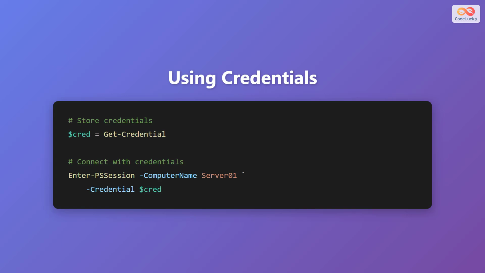When you need to connect with specific credentials, you first store them in a variable. Use the Get-Credential cmdlet to prompt for a username and password, saving the result in a variable like $cred. Then, when calling Enter-PSSession, you add the -Credential parameter followed by your credential variable. This is particularly useful when connecting to servers where you don't have default access, or when you need to use domain administrator credentials.